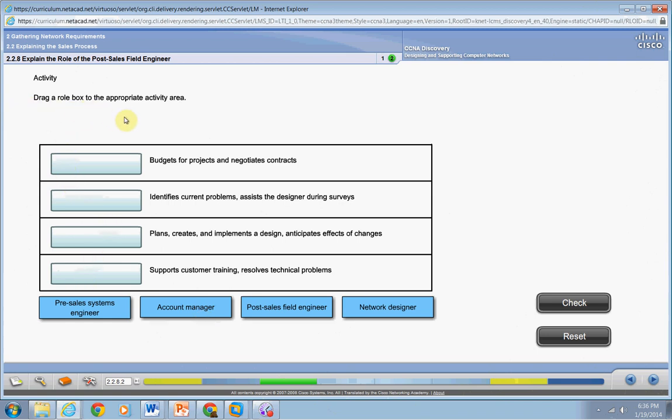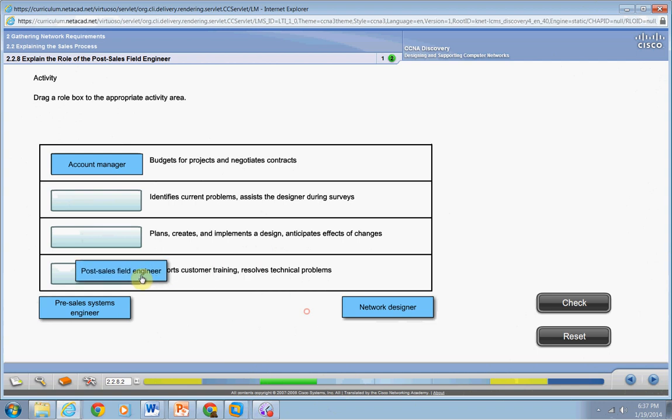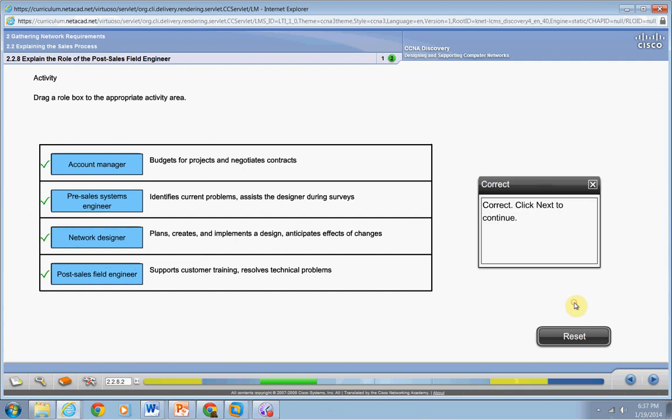So we are going to drag the box to the appropriate area. Budget for accounts and negotiates the contracts. That would be the account manager. Identifies current problems. Assists the designer during the survey. That would be plans, creates, implements a design, anticipates effects of a change. Supports customer training, resolves technical problems. This is this one, so that would be this one. I hope. Yay.